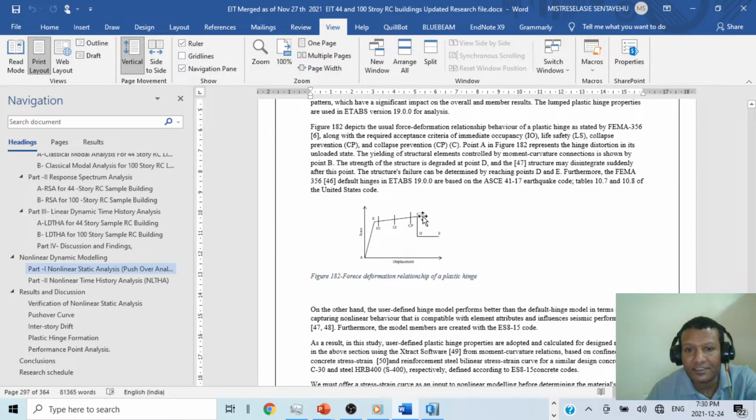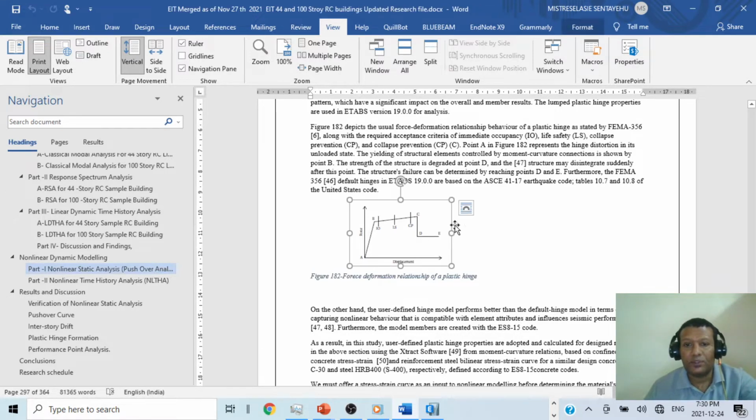Then when it reaches C, then D, then E. When it reaches E, the material capacity is already completed. So as I showed you, if you make it drop to 0, this is the place where it will end, but if you extrapolate, it will continue.